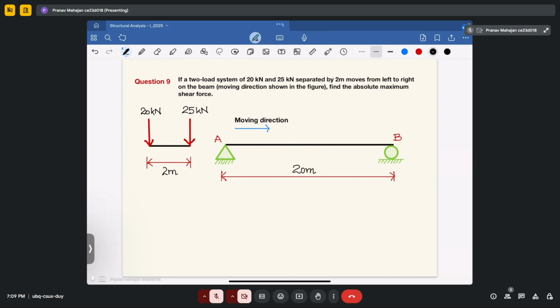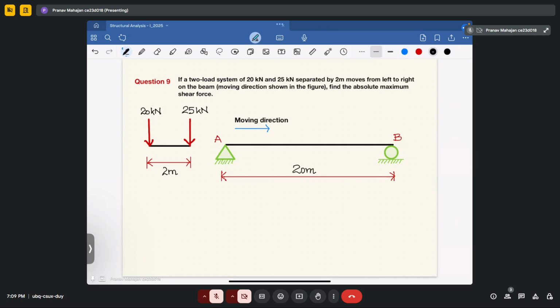Fine. Now your next question is, now instead of having a single unit load, if you are having a two load system of 20 kilonewton and 25 kilonewton, which is separated by a 2 meter distance and it is moving from left to right on the beam. Now, if you are expected to calculate the maximum shear force in the beam, then how you will do that?